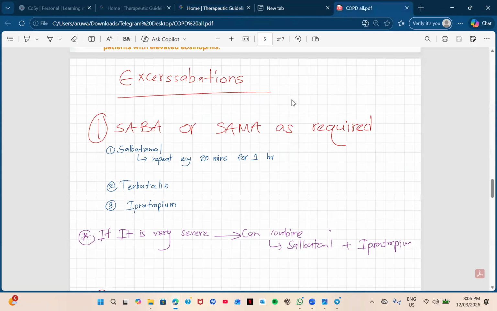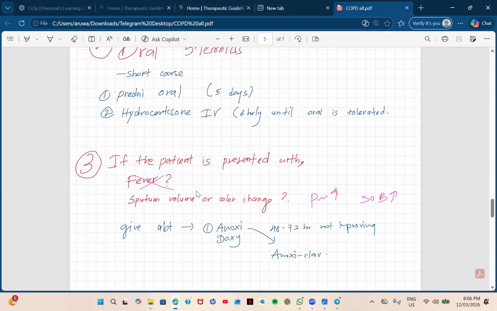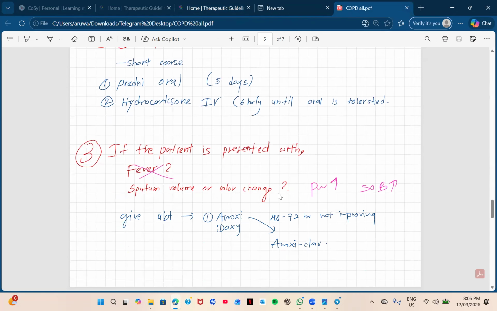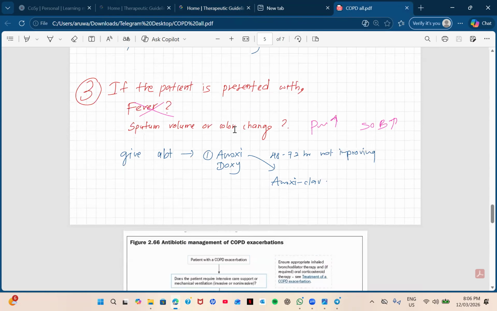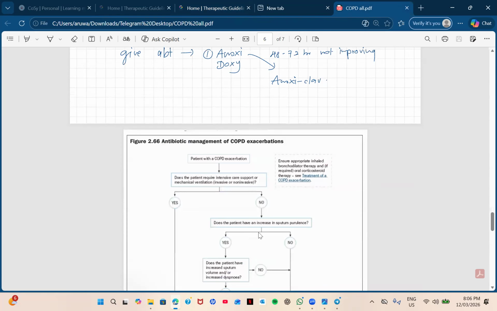I think I have written down something else here. That's why please follow this chart, okay? Don't read this part. Just read this one, okay?